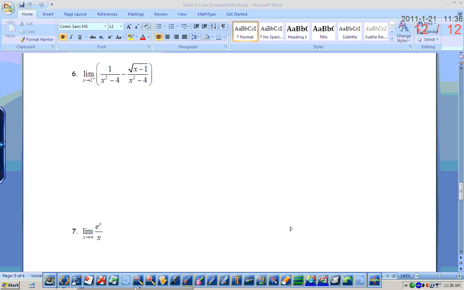Limit as x approaches 2, is that from the left or right? Right. Of this right here. Now, L'Hopital's rule really kind of requires us to have a function divided by another function, and this is the difference of 2 fractions. So what could I do? Yeah, let's just combine them, and it already has a common denominator. So limit as x approaches 2 from the right is going to be 1 minus the square root of x minus 1 all over x squared minus 4. All right, plug in a 2, you get 0 over 0.